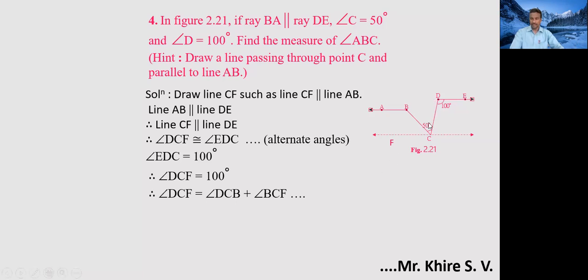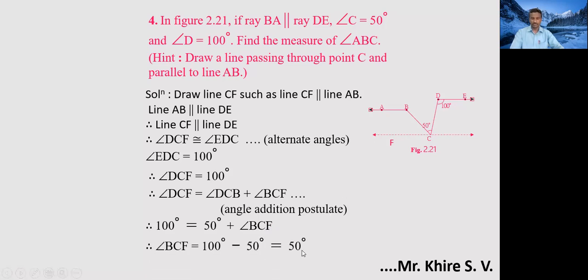Now, angle DCF means the sum of these two angles. By the angle addition postulate, angle DCB plus angle BCF is equal to angle DCF, the whole angle, the sum of these two angles. So DCF is 100 degree, which is equal to DCB, given as 50 degree in the figure, plus we have to find out angle BCF.